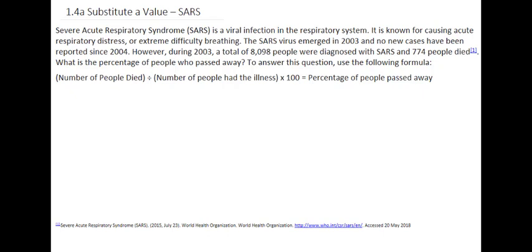What is the percentage of people who passed away? So to answer this question, we're going to use the following formula. The number of people died divided by the number of people who had the illness times 100, which will give us the percentage of people who passed away. So let's go over a few things.